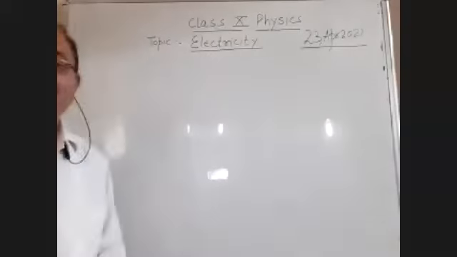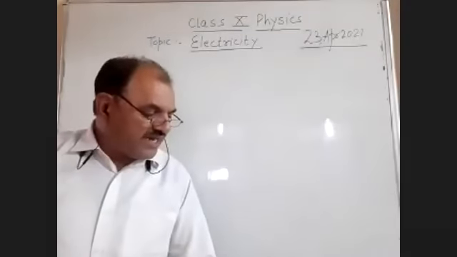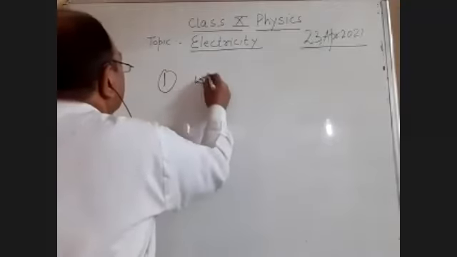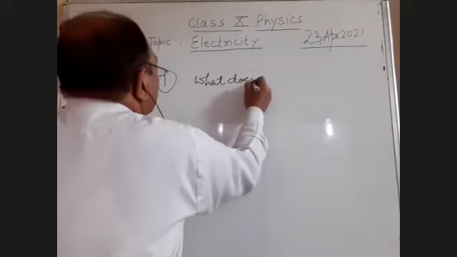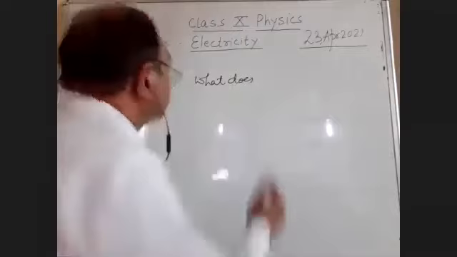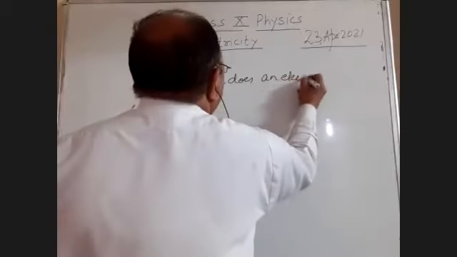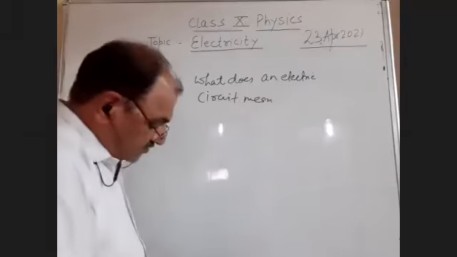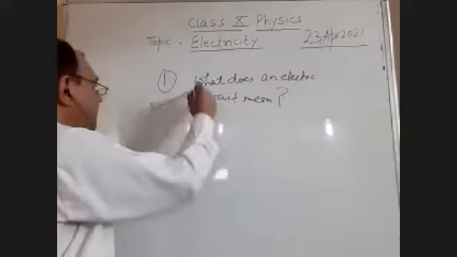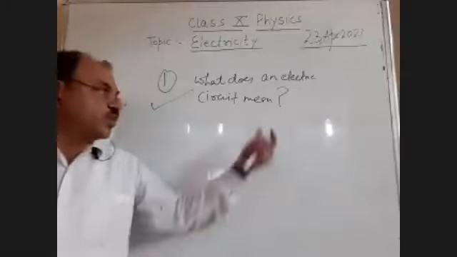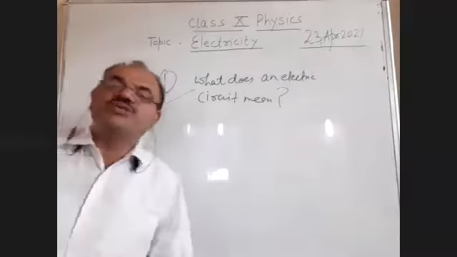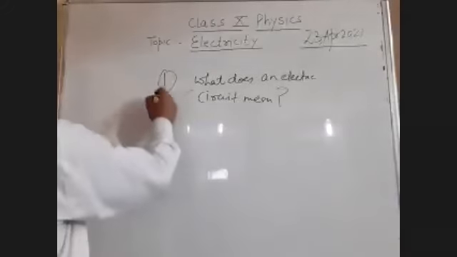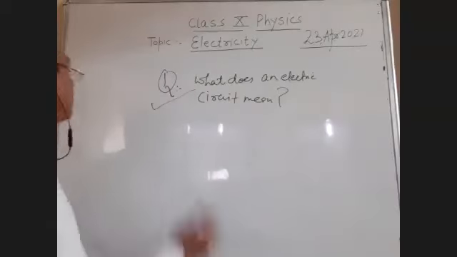Question number 1 of your NCERT. I'll read it out: what does an electric circuit mean? This is your first question. Already I have explained to you about the electric circuit. It is a closed path which allows the electric current to pass through. That's called the electric circuit. Is it clear, student? This is the answer to question number 1 of your NCERT on page number 200.